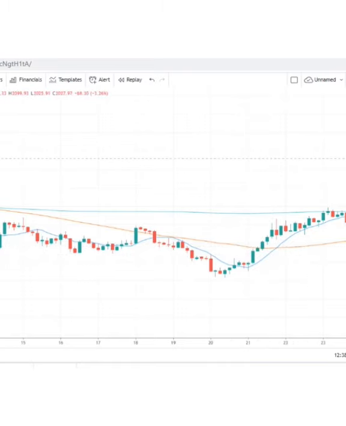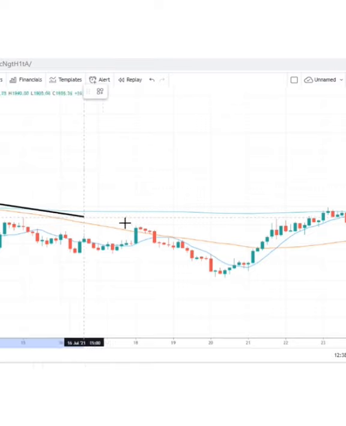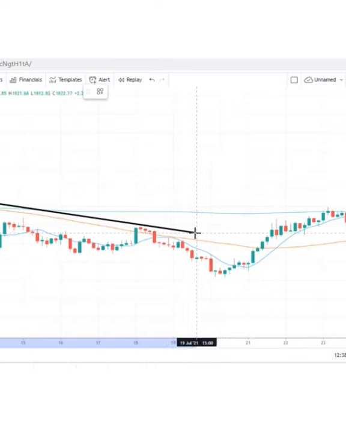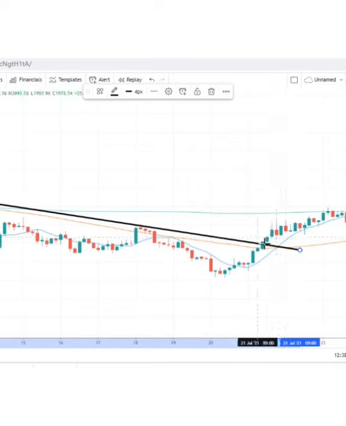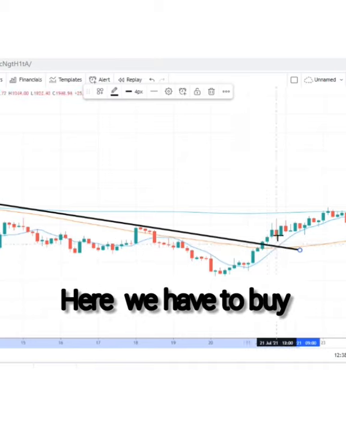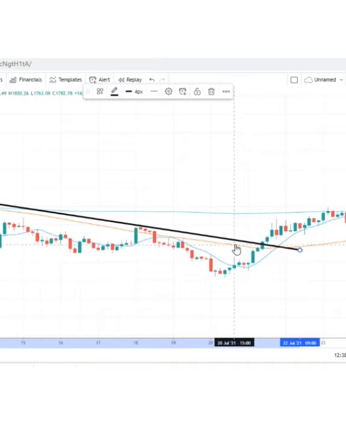Let me prove with another trend line. Look at the market. If I draw a trend line and link this resistance, you discover that finally a breakout occurred somewhere here. Look at how the market started moving up, and it did so at our crossover, a crossover between this moving average 10 and moving average 50.